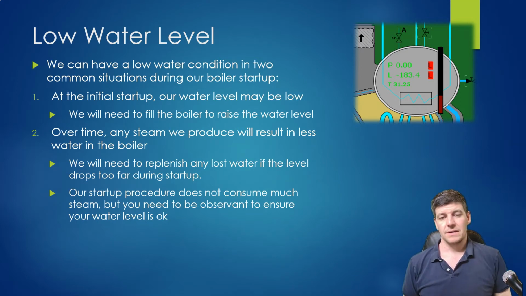However, you always need to be aware of where your water level is as you're going through your SOP, and it's a good thing to check on an ongoing basis: is my water level within a reasonable range? You might consider that reasonable range to be about plus or minus 100 in terms of your water level. If you're getting anywhere close to that, you may need to make some adjustments.